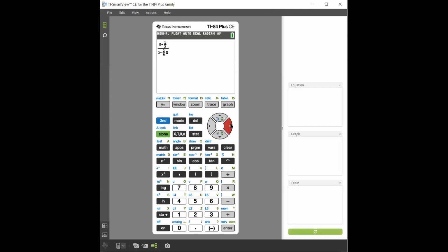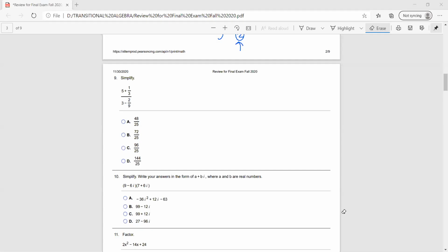It takes a little while to type this in, which is kind of a pain, but then I have an answer of 48 over 25. Okay, and that's what they're looking for. They'll let you leave it as a mixed fraction. So 48 over 25, I'm done. So that's something that you can just use your calculator to do on that problem. So it's going to be A on that one. Okay.